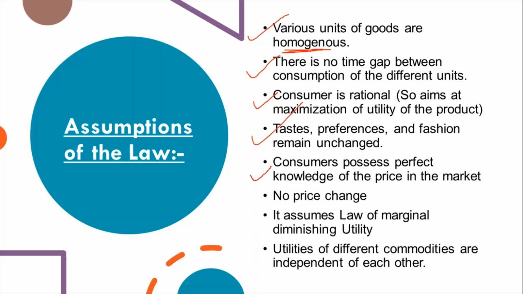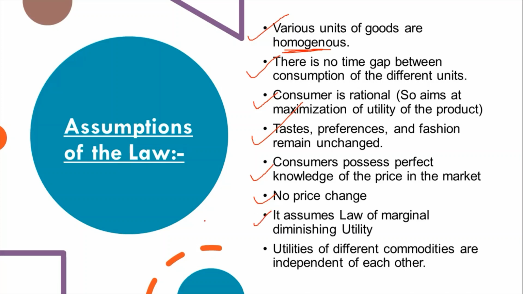The fifth one is that consumers possess perfect knowledge of the price in the market. So you have perfect knowledge of what the price of the good is or what usage the good will serve to you. Next is no price change. That means your demand does not change for that good. The price that you've paid for the first unit is the same as the price that you will pay for the second unit, and it will be the same for the third unit also.